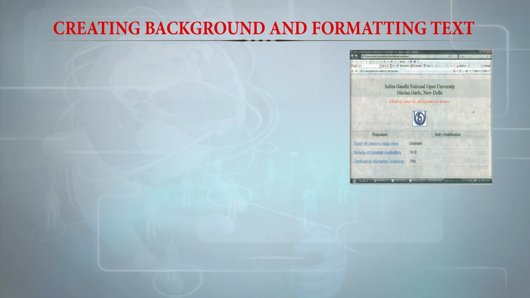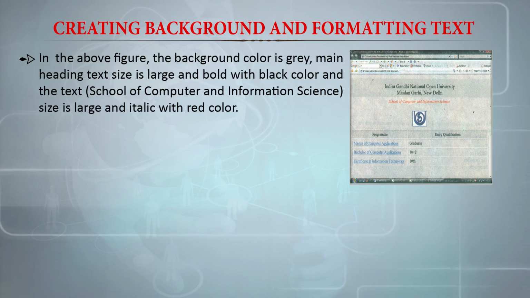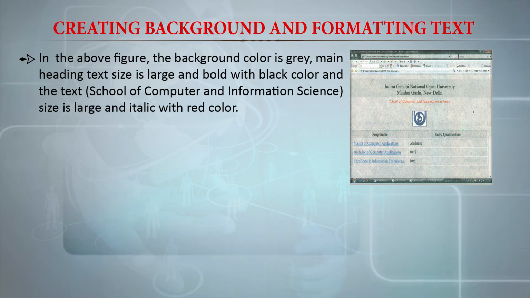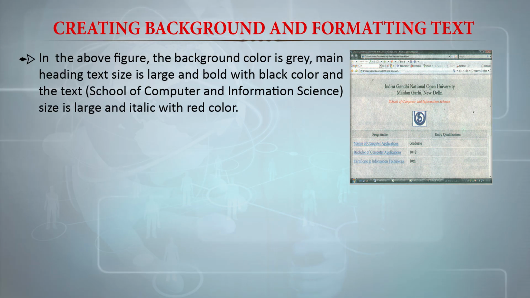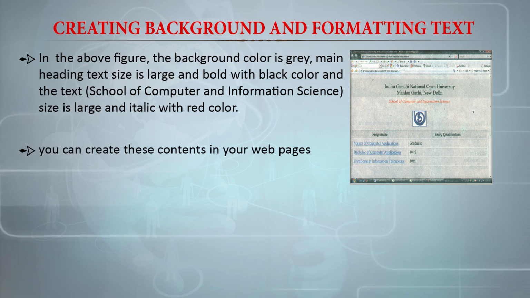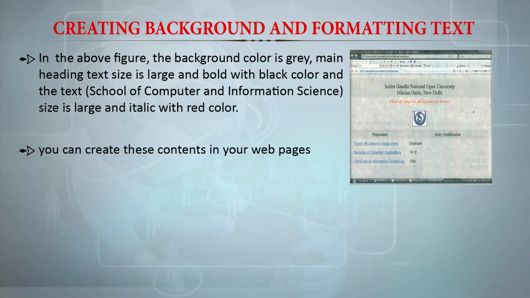Now have a look at the figure. In the figure, the background color is gray and the main heading text size is large and bold with a black color. For example, the School of Computer and Information Sciences is the text whose size is large and italic with red color. You can also create these contents in your web pages.